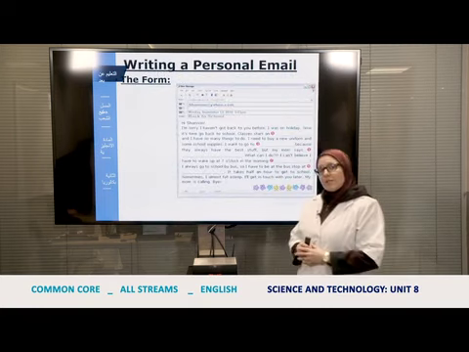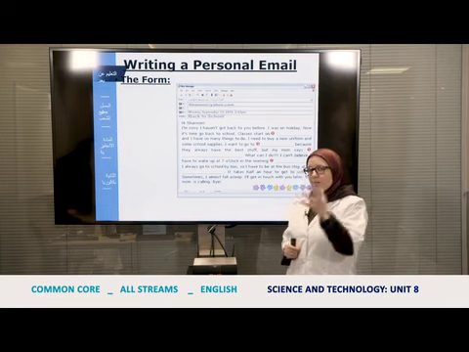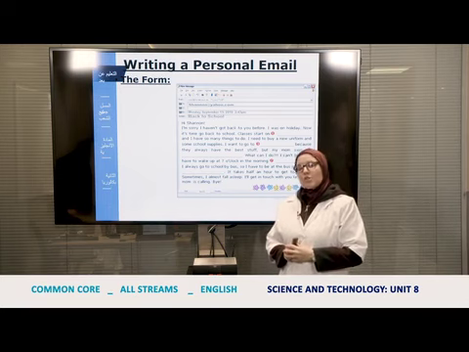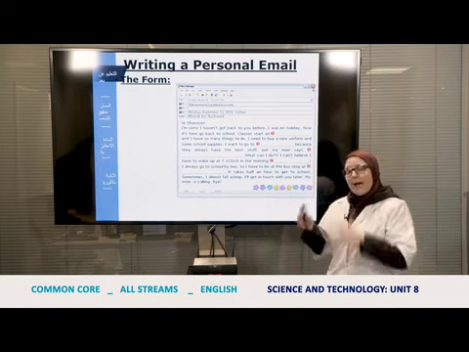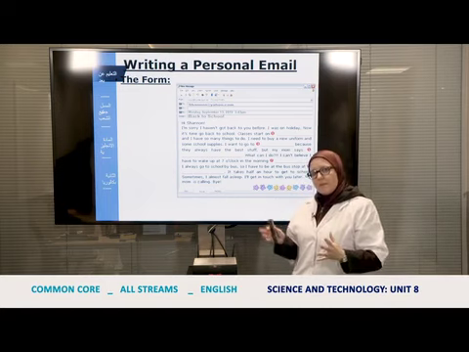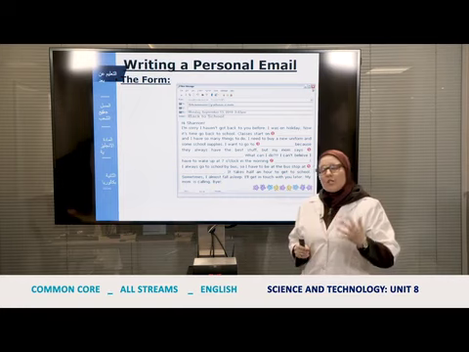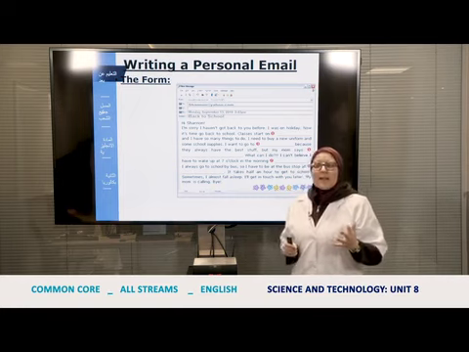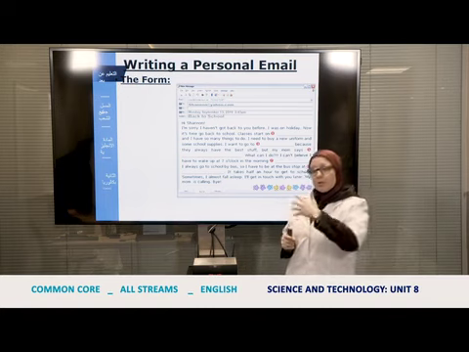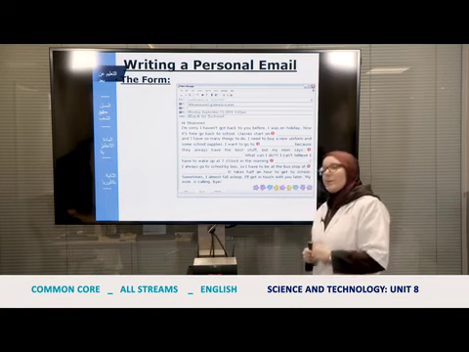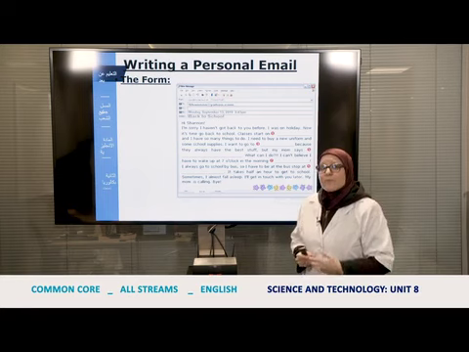So, for the writing today, that is part of Unit 8, which is concerned about science and technology. We're going to see how to write a complete email. Of course, now you know, with the advance of technology nowadays, people rarely write letters, and instead they prefer to write emails in order to communicate with one another. It's easier, it's more practical.